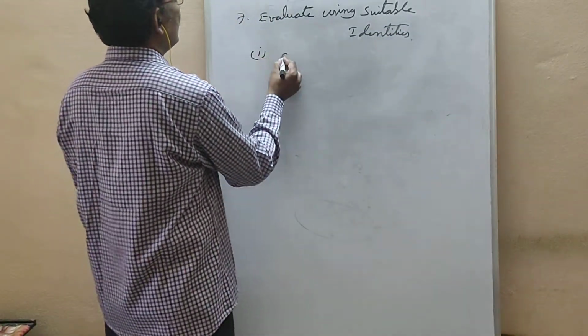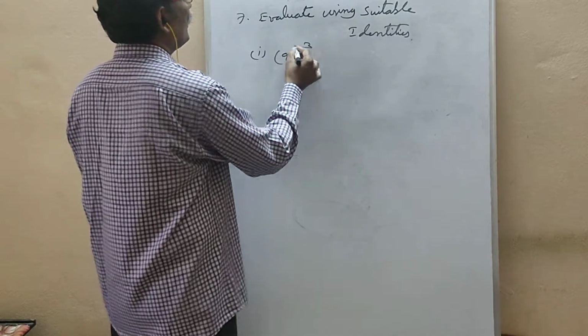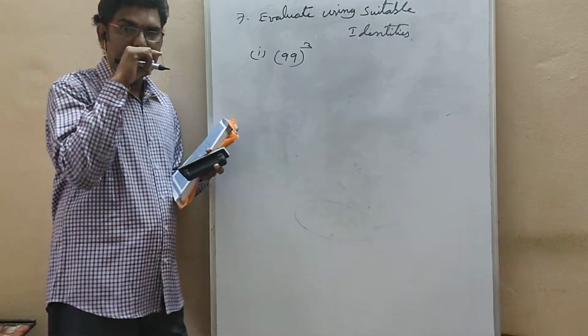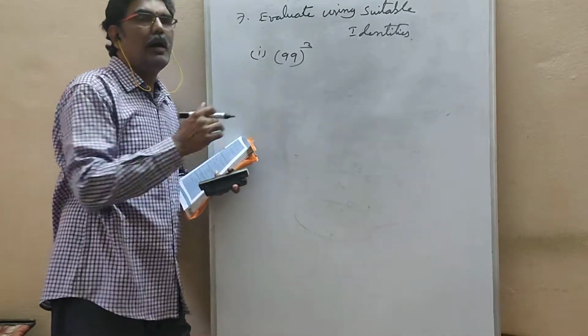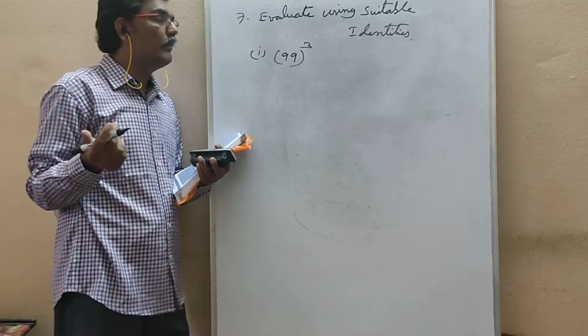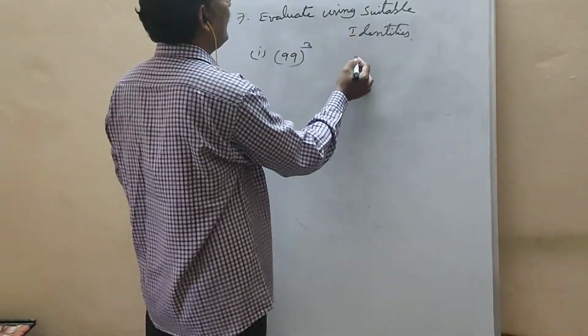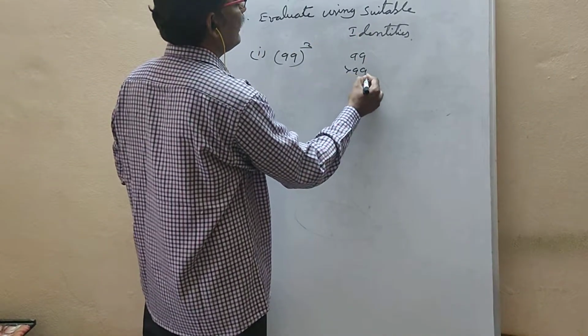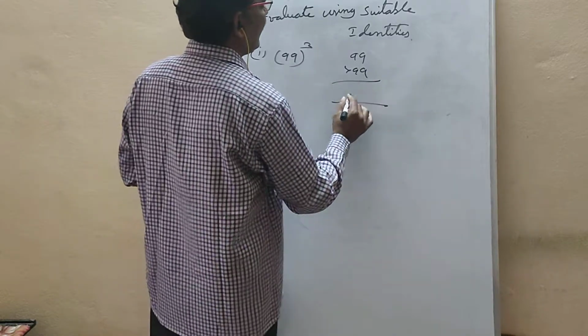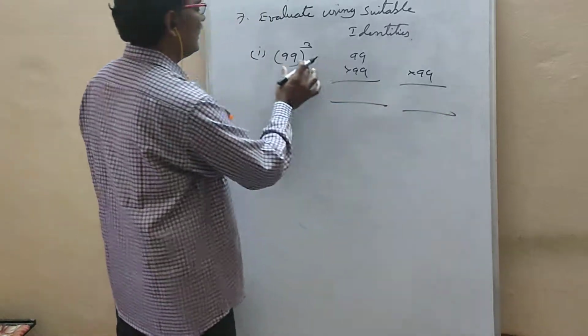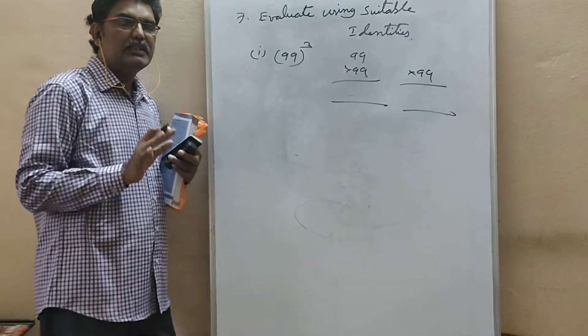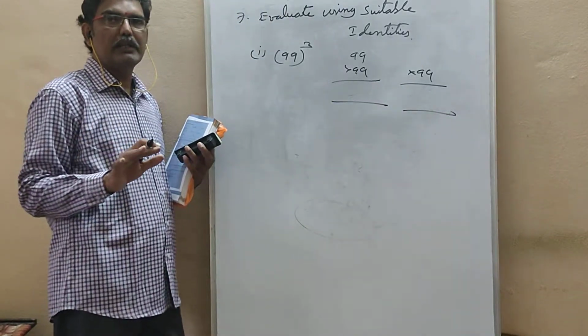First question is 99 whole cube. So this is how normally children will do. They will do 99 into 99, one answer will come. Again this answer into 99 they will do, and they will get an answer. This answer they will write here. So this is actual multiplication. We should not do like that.